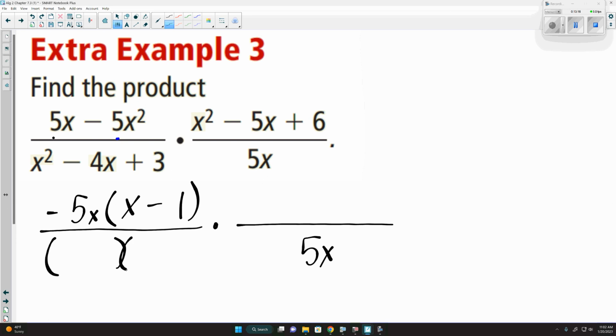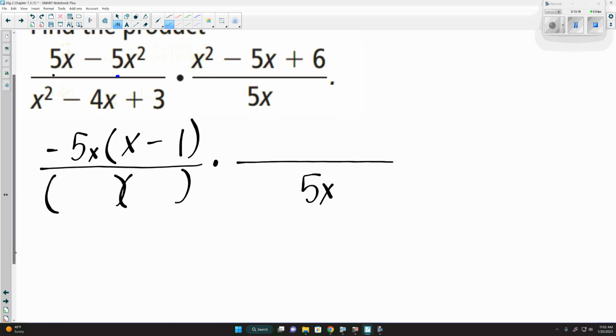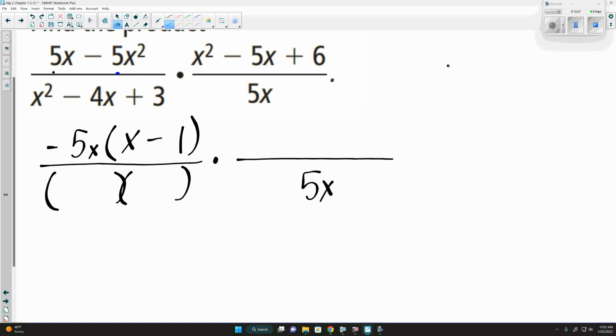Now we can look at the first denominator, the bottom of the first fraction, x squared minus 4x plus 3. So since the 3 is positive, the signs are the same and they match the sign of the middle term, which is negative. So we have negative and negative. Factors of x squared are x and x. And the only factors of 3 are 1 and 3. Since they're both negative, we just throw them in.